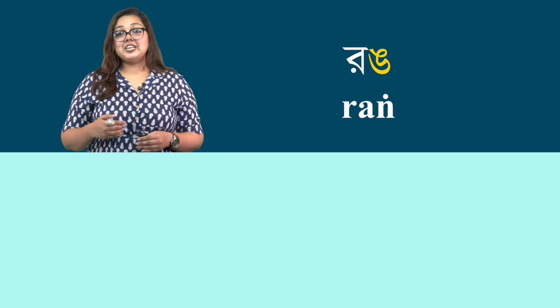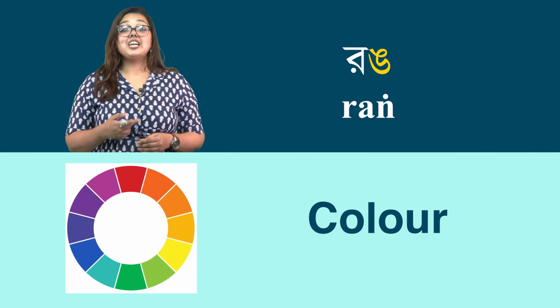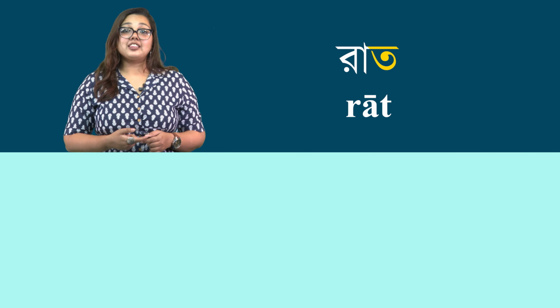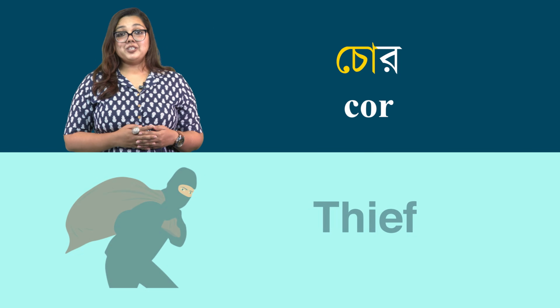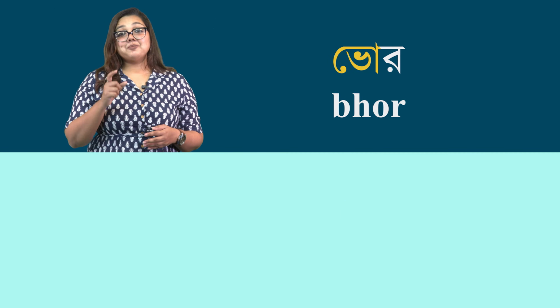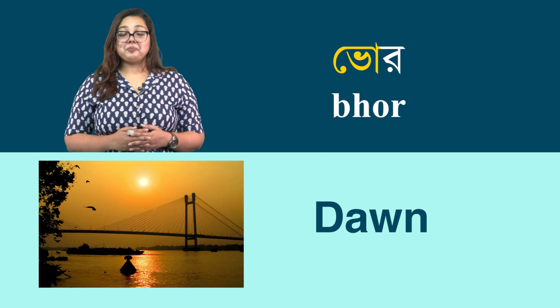Word initially, Ra can appear in the words like wrong, which means color, and in Rat, which means night. Word medially, it can appear in words like torol, which means liquid. Word finally, it can appear in words like chor, which means thief, and bhor, which means dawn.